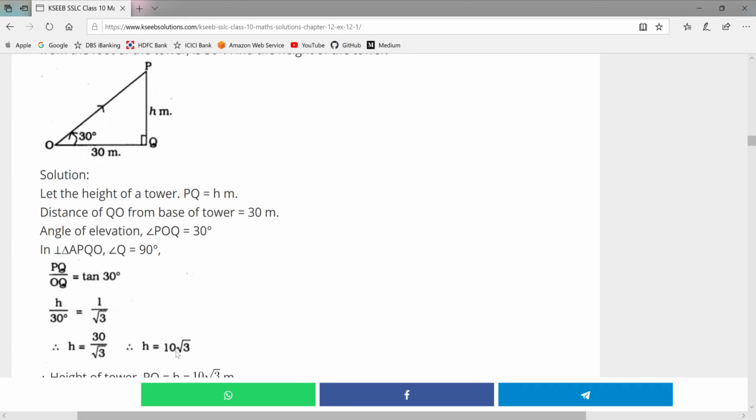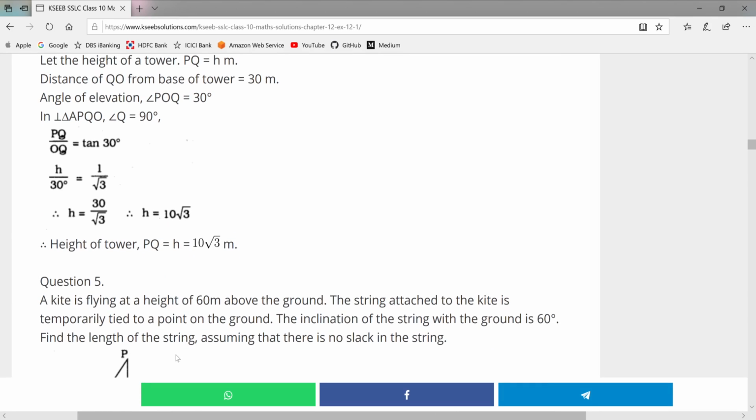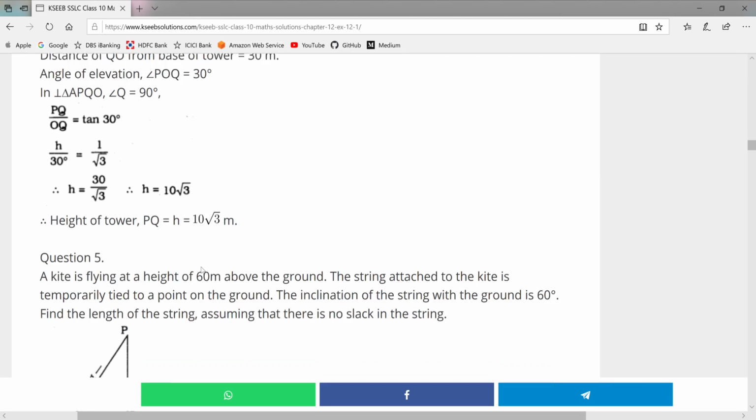10 root 3. The height of the tower, the value is 10 root 3. That is, the height of the tower is 10 root 3. Okay, this is the way you have to calculate. Here the adjacent is given and we have to calculate the opposite side, so we have to take the ratio tan. Okay, we'll move on to the next question.